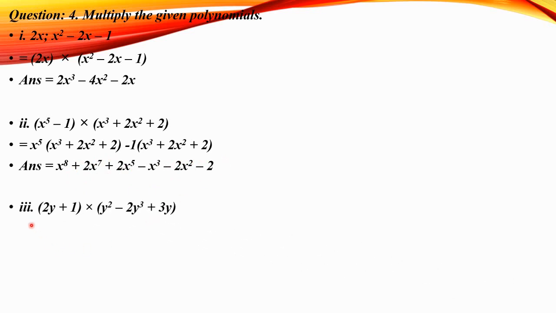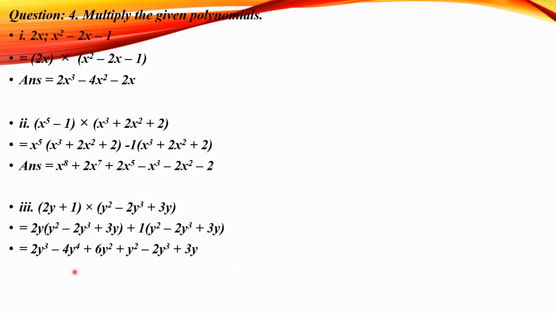Question number 3. 2y plus 1 multiplied to y square minus 2y raised to power 3 plus 3y. So here again, binomial multiplied to the trinomial. We have to separate the brackets. So it will be 2y multiplied to y square minus 2y raised to power 3 plus 3y, plus 1 into y square minus 2y cube plus 3y.